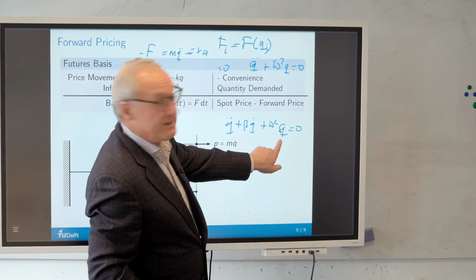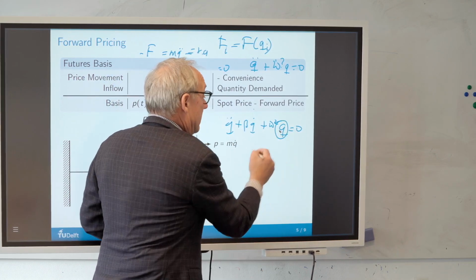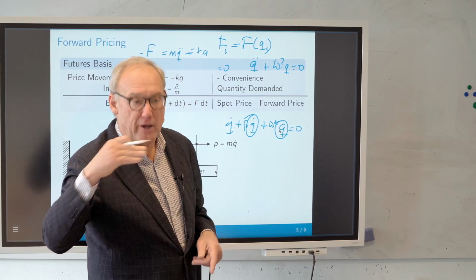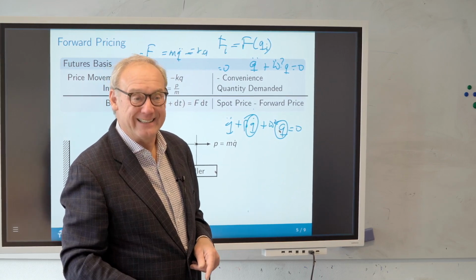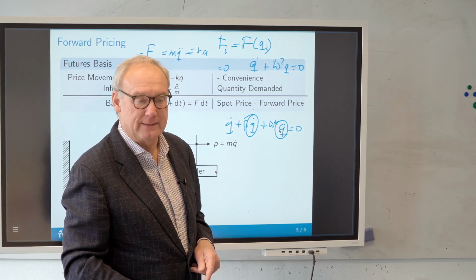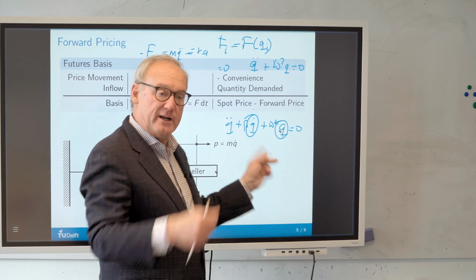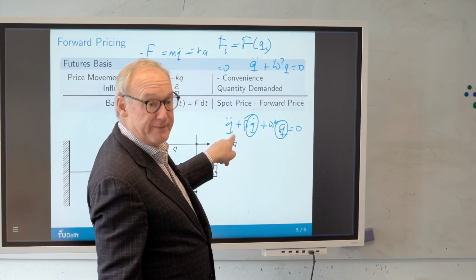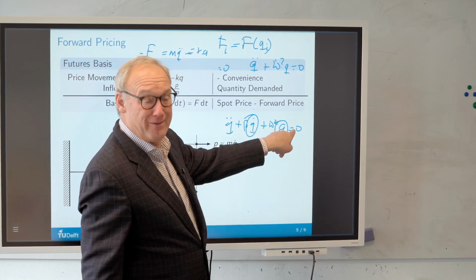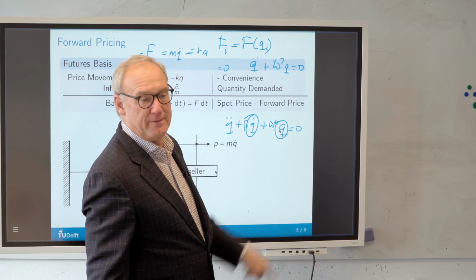And here's your convenience yield because this is your stock. But this thing is going to depend on the flow. Okay? But both are in the cost of carry because both change; the extension of your demand will depend on both. Okay?